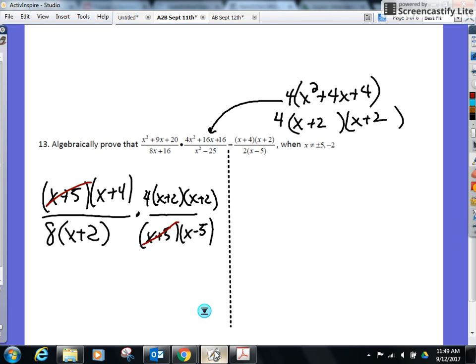Hey, now let me get to this point. How many x plus 2s are showing here? There's 3 of them, right? But I only can get rid of a pair that's on the top and the bottom. Can't get rid of those 2 because they're both in the numerator. Just one of each. All right, one of each. The other x plus 2 stays there. All right, I'm going to keep going.